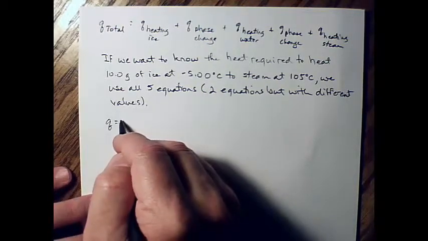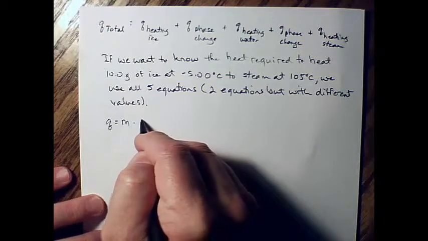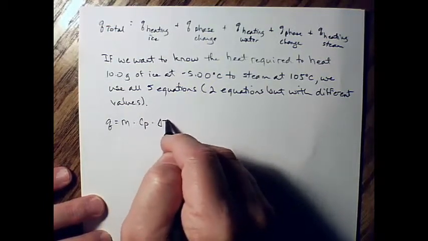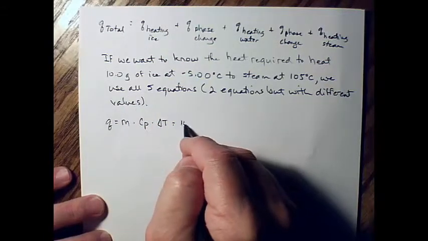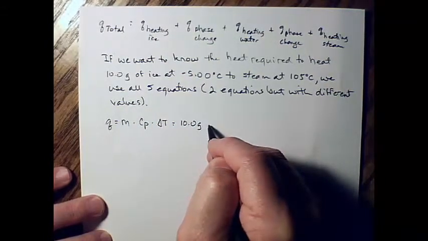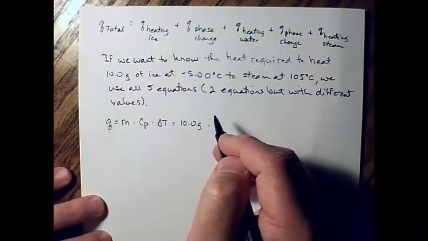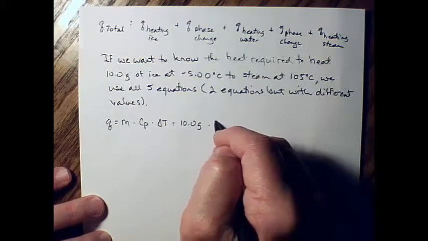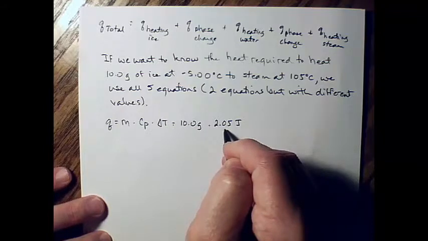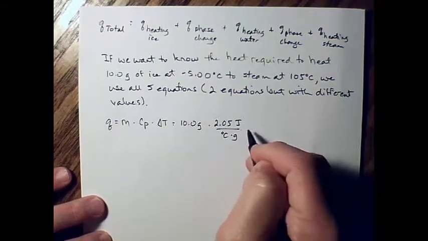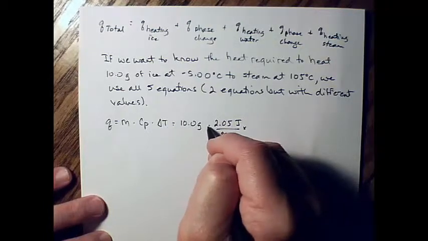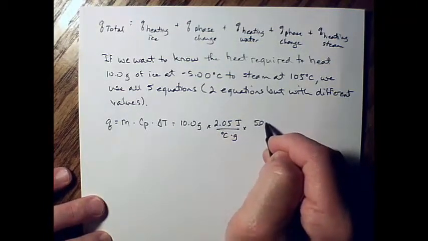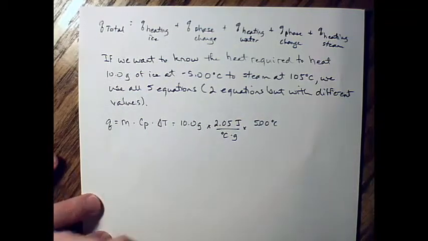Okay? So we're looking at this equation, mass times specific heat times the change in temperature. The mass is 10 grams. The specific heat for ice is, what is the specific heat for ice? 2.05 joules per degree C per gram. And what's the change in temperature here? 5 degrees. And it's a positive change, okay, because we're going up in temperature. If you're going down in temperature, it'd be a negative change in temperature.